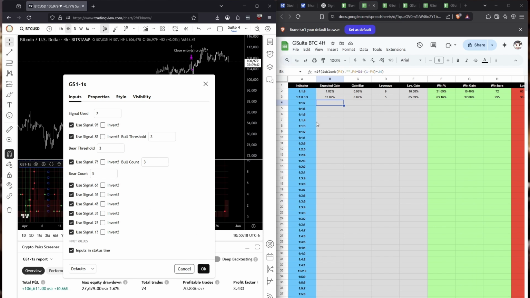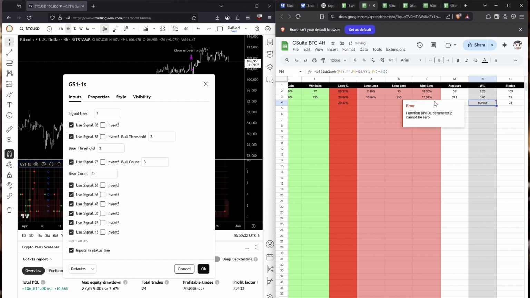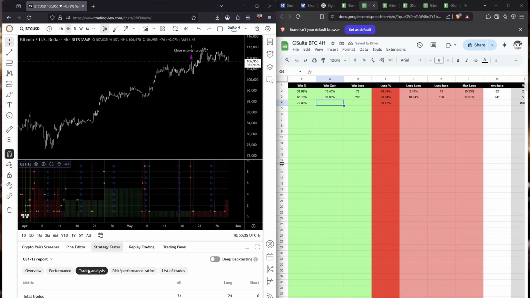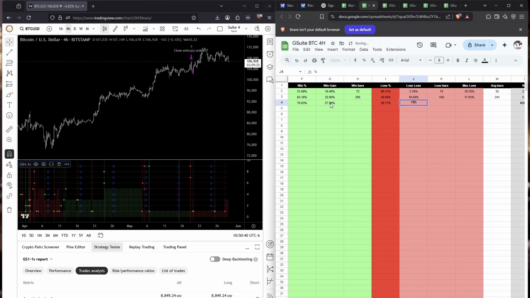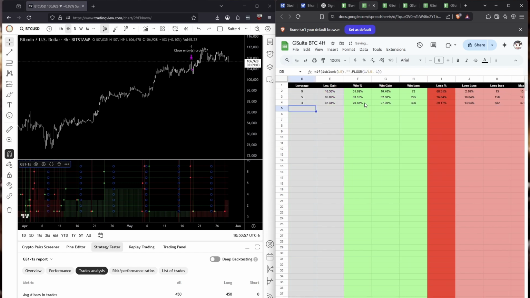Okay, so that looks pretty good. So I'll make a note that because I changed these, it's 3 and 5, which is just basically in the order that they're there. And win chance is 70.83. Number of trades is 24. Trades analysis, average winning trade, average losing trade, largest losing trade 32%. Average bars in winning trades 396, losing 582, and then 450, etc., etc., etc.